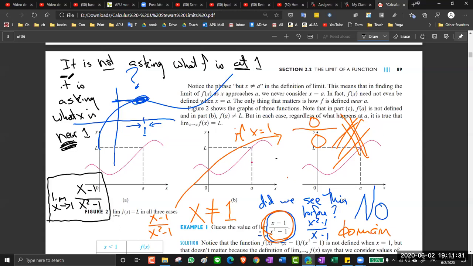Okay, 1, 2, 3. This question, it is It's Not not asking asking what f is at at one. 1. It And is is asking what x is near one 1. perfect. One. Okay, now if we had a recording of that, it would sound really weird.